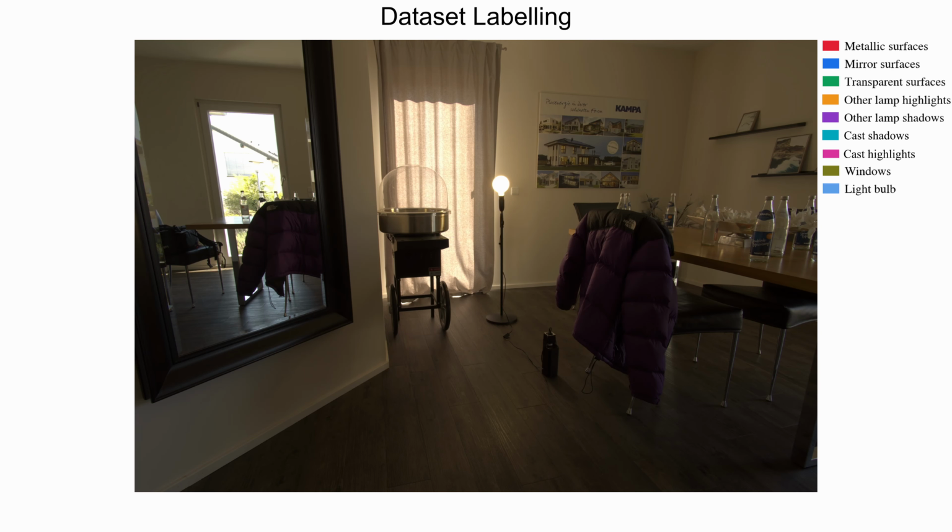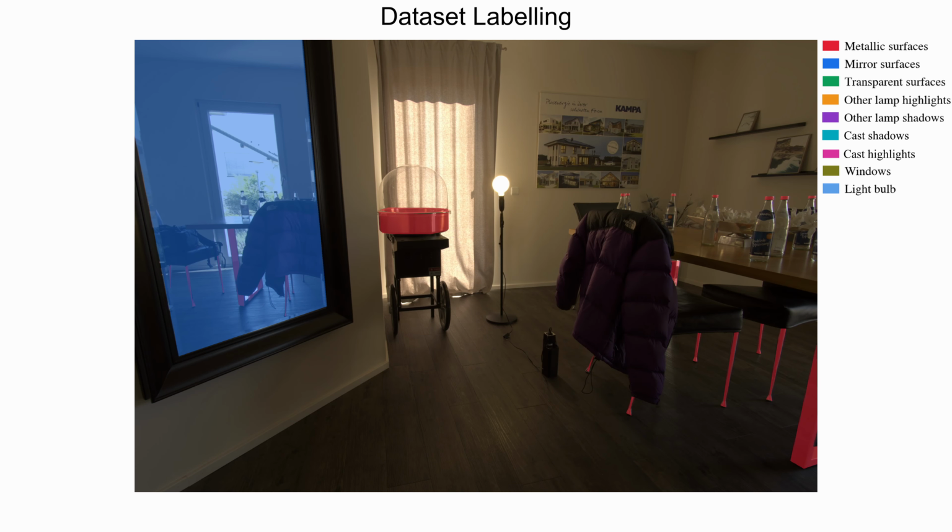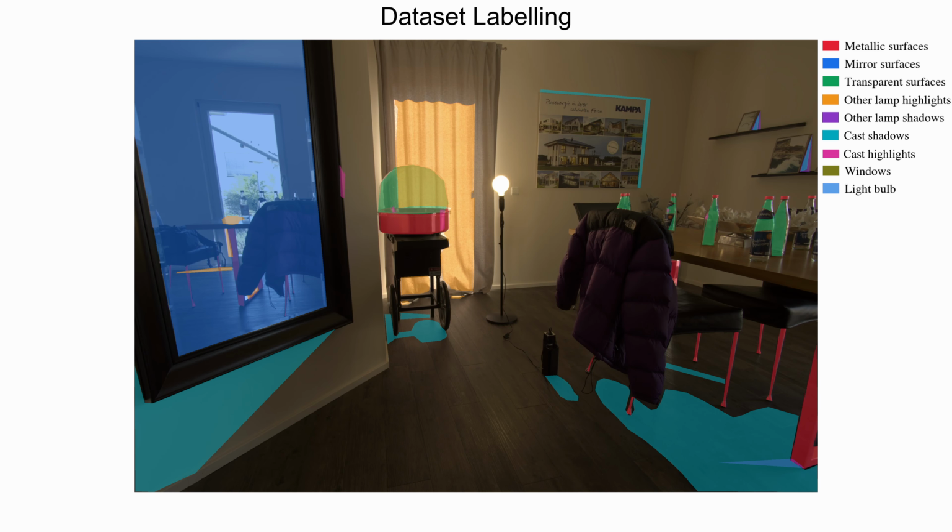Next, we annotate regions that are particularly informative for lighting evaluation, including metallic, reflective, and transparent surfaces. We also label ambient highlights and shadows, as well as highlights and shadows cast directly by the light source. Additional annotations identify the light bulb itself and all visible windows.